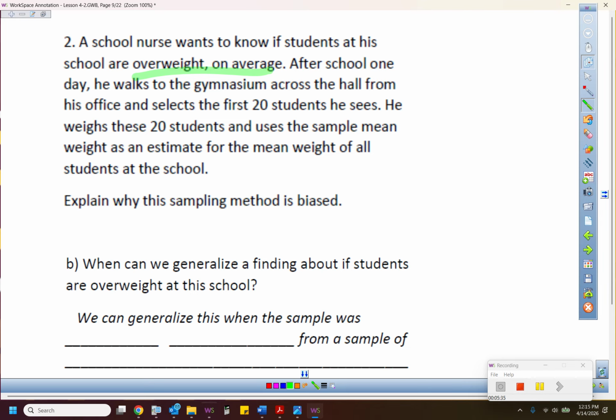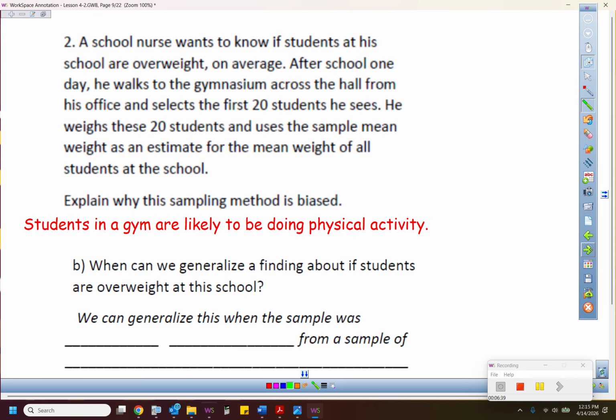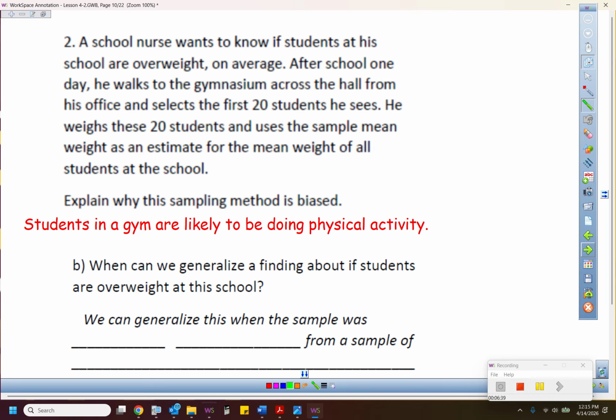It doesn't mean some of them can't be overweight. Are you with me on that? But it's just one of those things. So there is a bias in that because students in the gym are likely to be doing physical activity or maybe don't weigh as much. You can word it however you want, but some of the kids who are, quote-unquote, out of shape probably don't hang out in the gym on their own. Unless the school forces them to, like sometimes at the middle school, they force you to sit in the gym in the mornings, you know, kind of stuff. But you see what I'm saying?